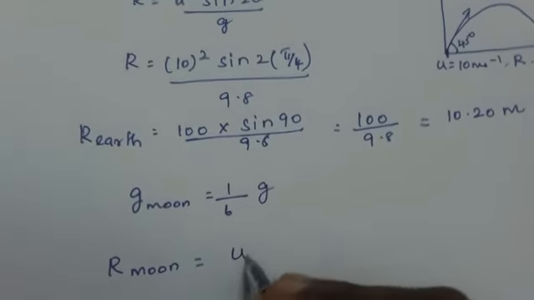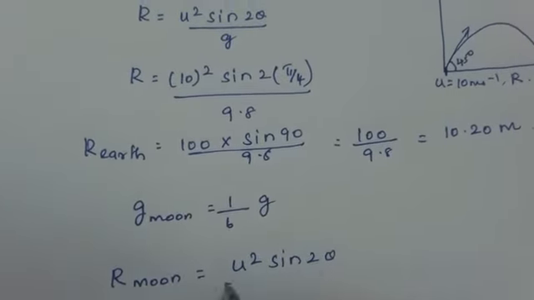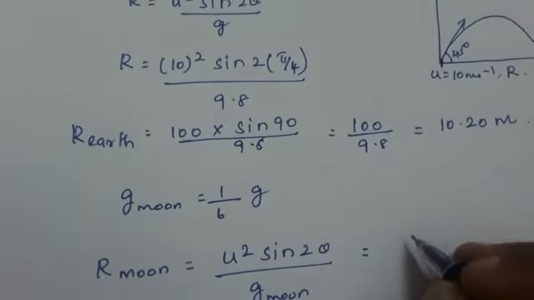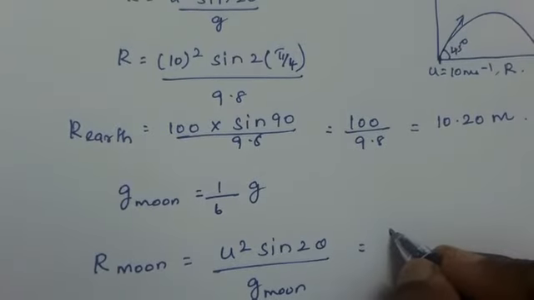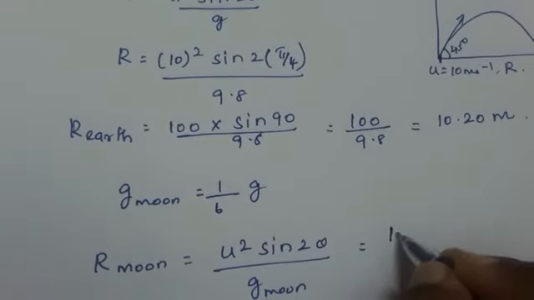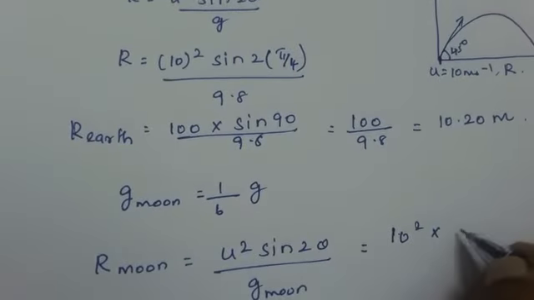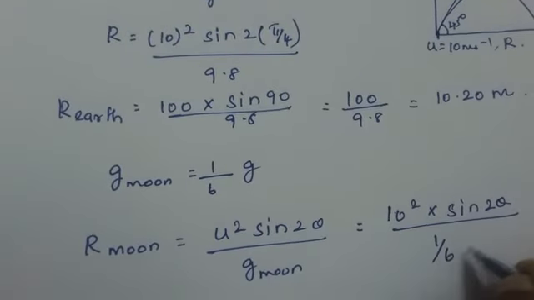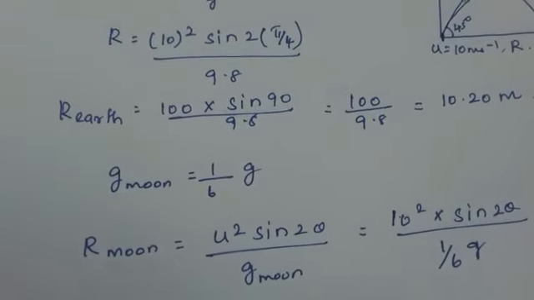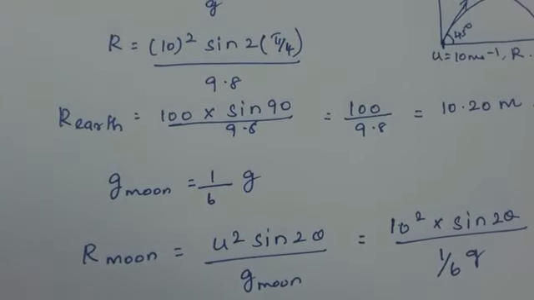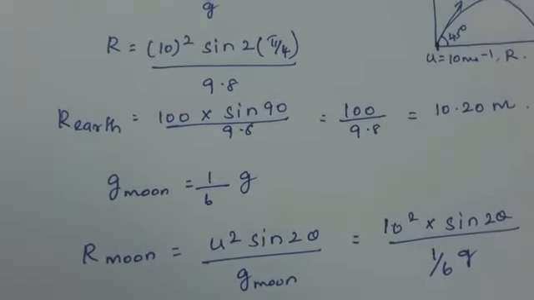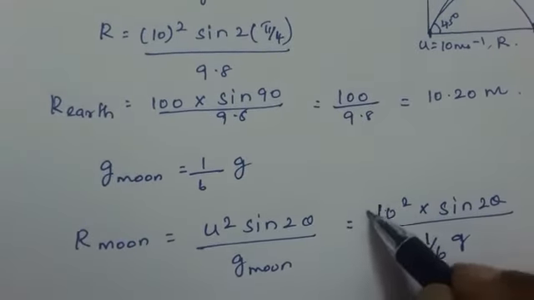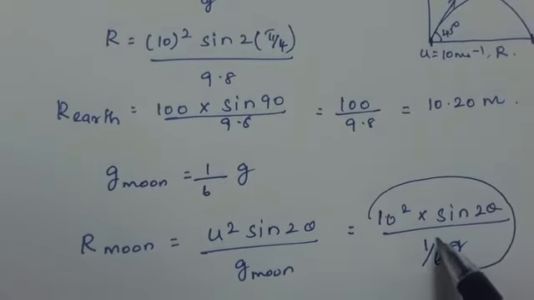So R in moon is equal to, we are going to use the same formula: u square sine 2 theta by g in moon. What is your u square? u square is 10 square. So it is 10 square into sine 2 theta by 1 by 6 g. Okay. So this can be written as R in moon is equal to all this term, this is R in earth.